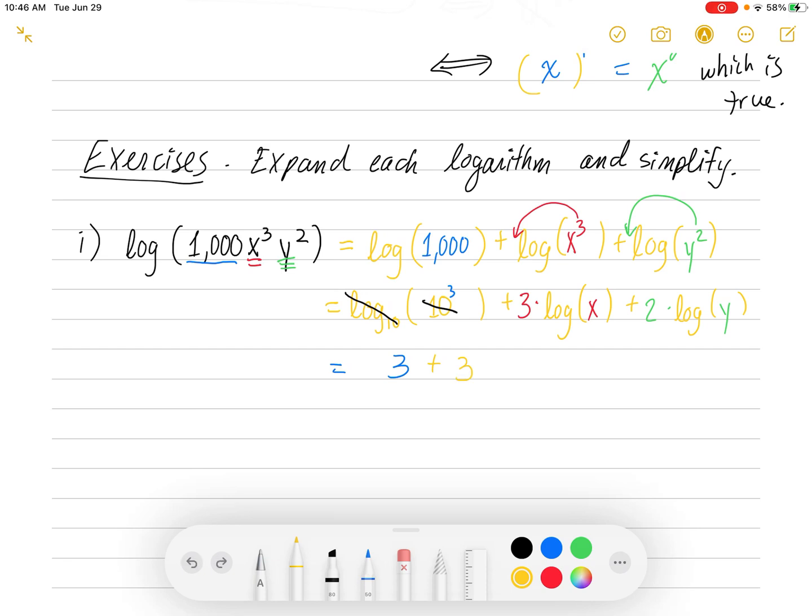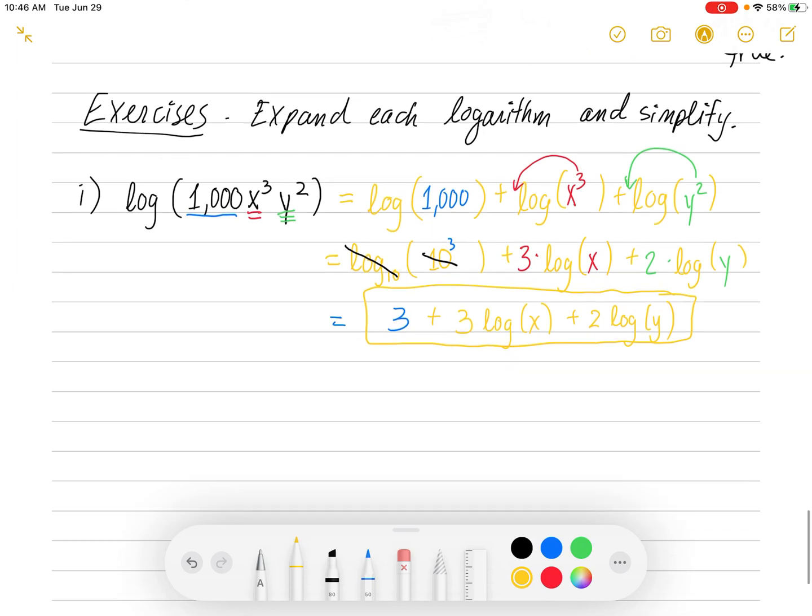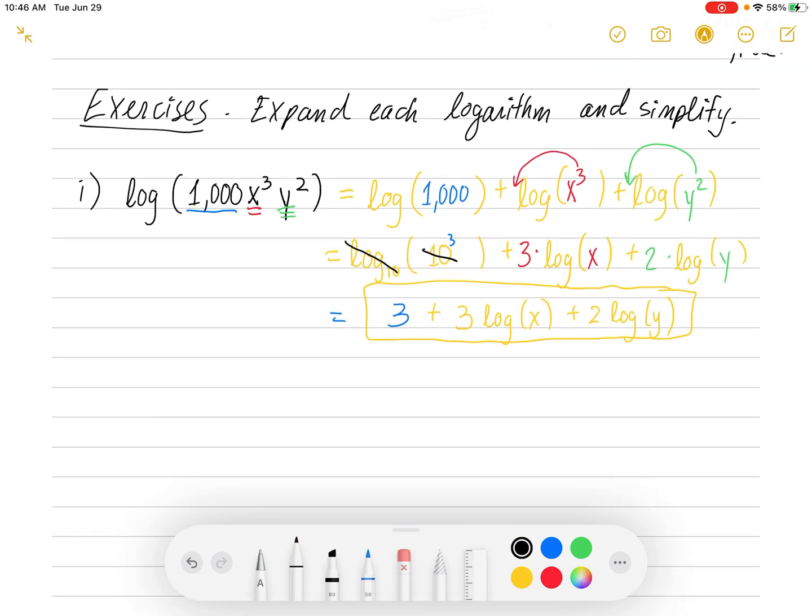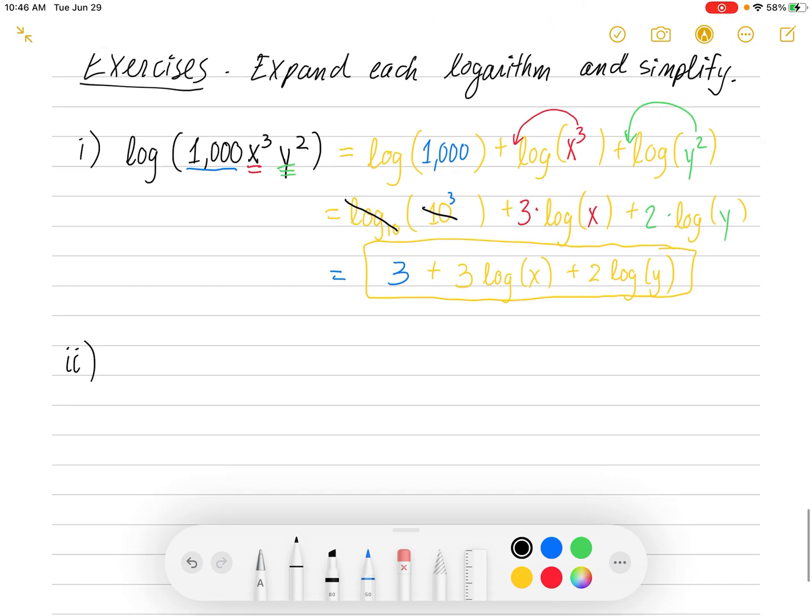Now I'm going to do one more thing to expand this and simplify. I'm going to cancel the log base 10 with the exponential base 10. I'll be left with simply 3 plus 3 log of x plus 2 log of y. We don't have to put the multiplication symbol, it's implied. There's my final answer. So that's expanded and simplified both. 3 plus 3 log of x plus 2 log of y.